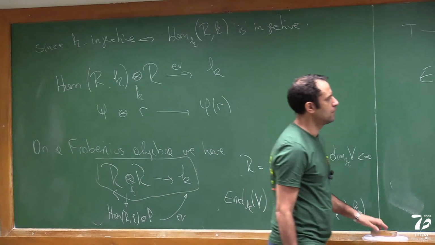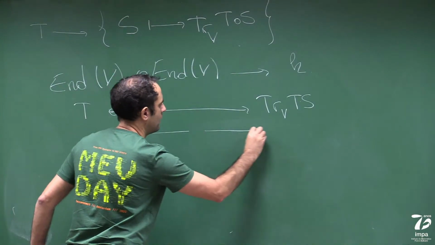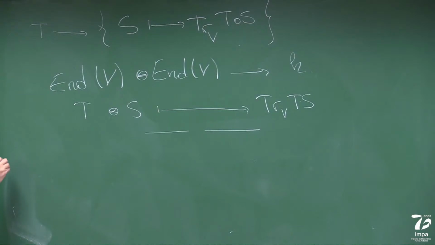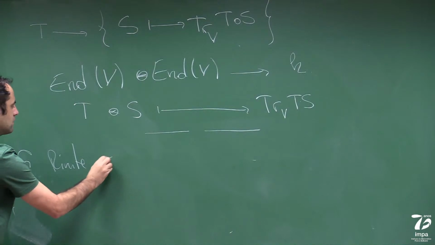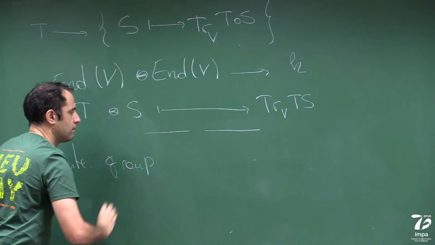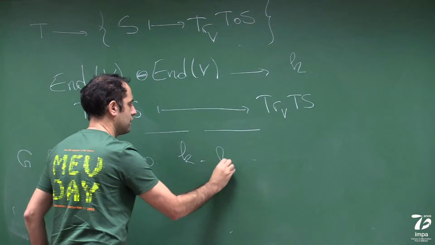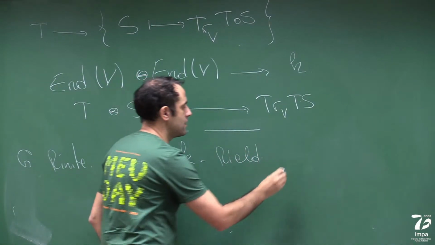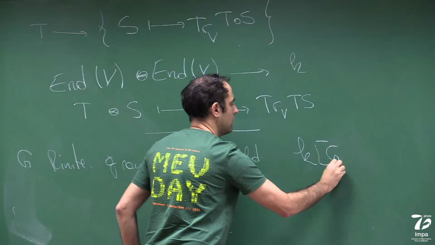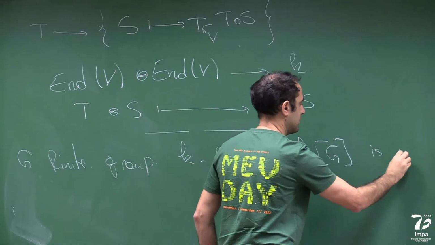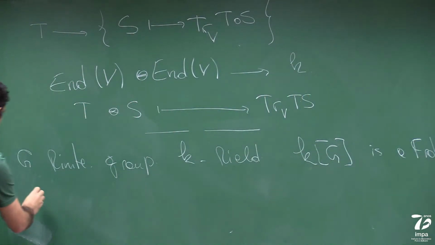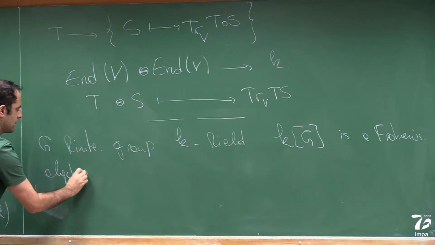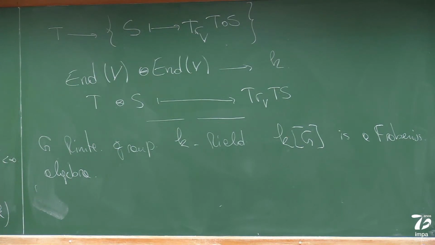Okay. And this is a non-degenerate pairing. So that's one example. The other example is G being a finite group, and K being an arbitrary field. Then the group algebra of G is a Frobenius algebra. So the group algebra of a finite group is isomorphic to its dual.